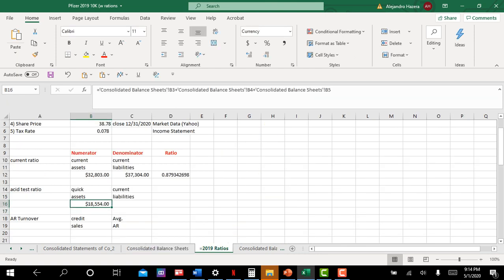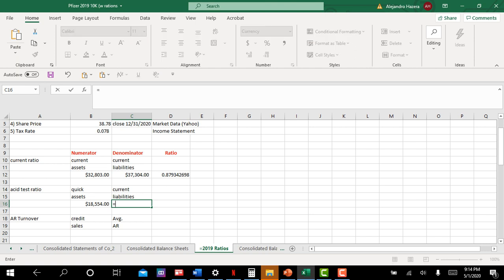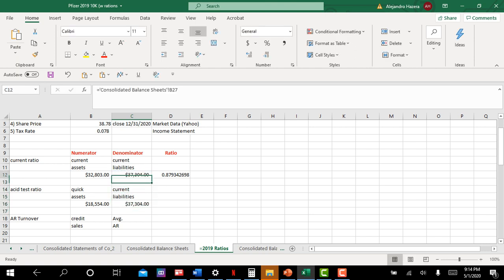Okay, so that's our numerator, the sum of cash plus short-term investments and trade accounts receivable. That gives 18,554. And current liabilities, well, we know what current liabilities are. Let's just make that equal. And our current ratio comes out to be 0.50.